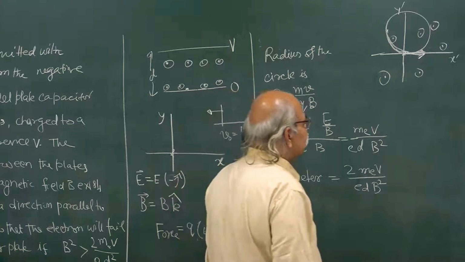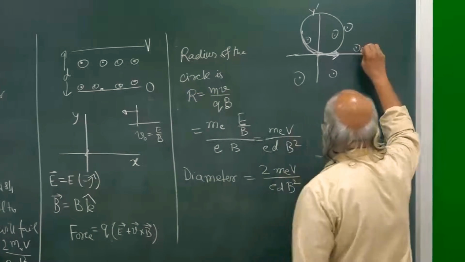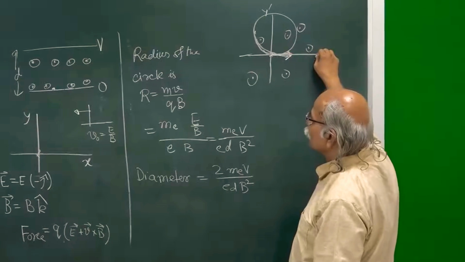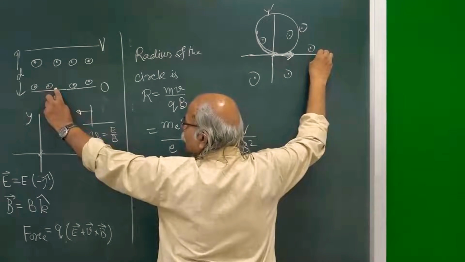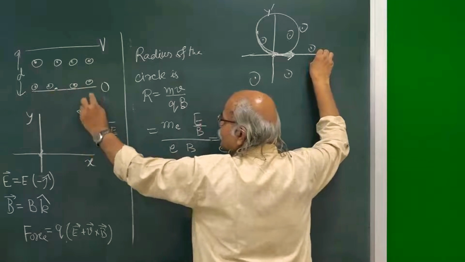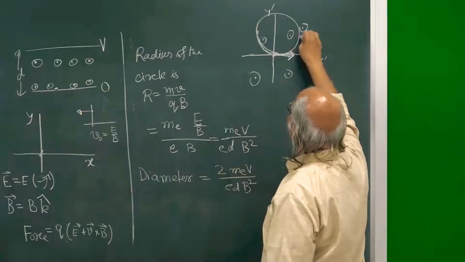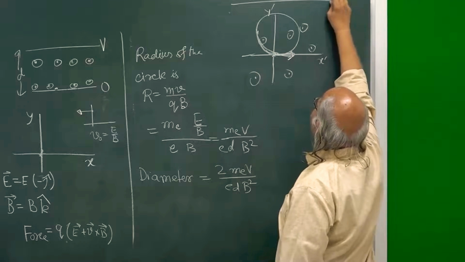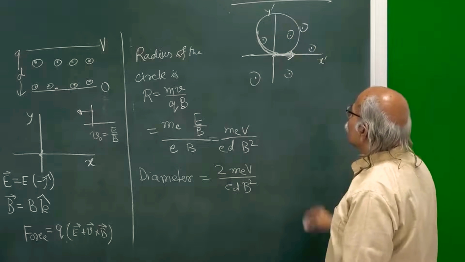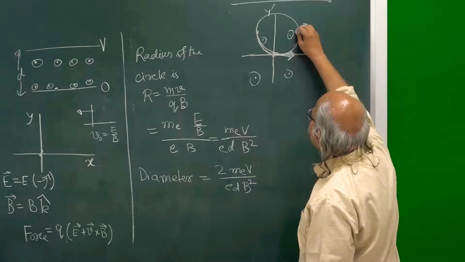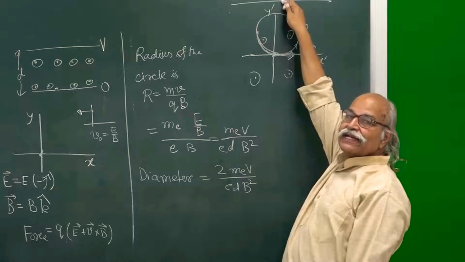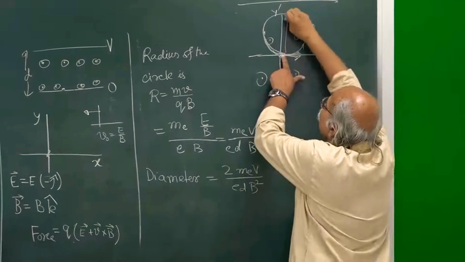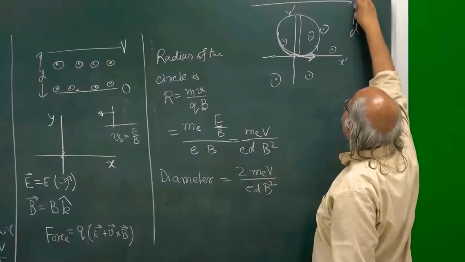Now, in this frame itself we can see, if this is the origin, your lower plate is here. So, this is the lower plate, and the upper plate is somewhere, this is that upper plate. Now, it will fail to strike the upper plate if the diameter of the circle is smaller than d. This is d.